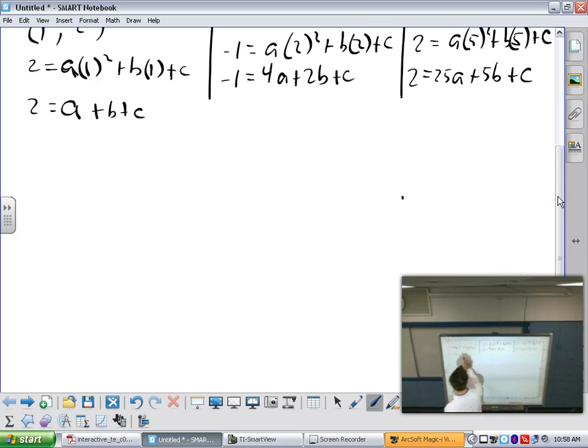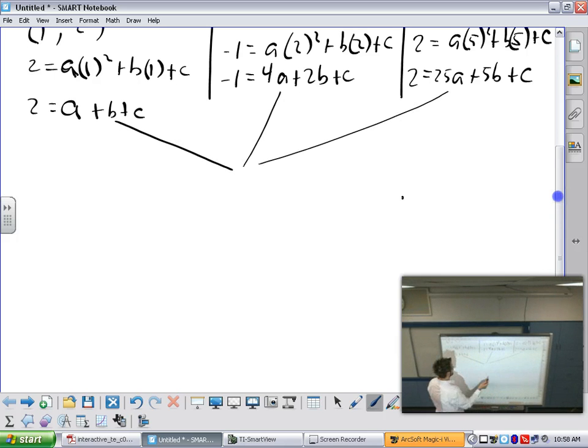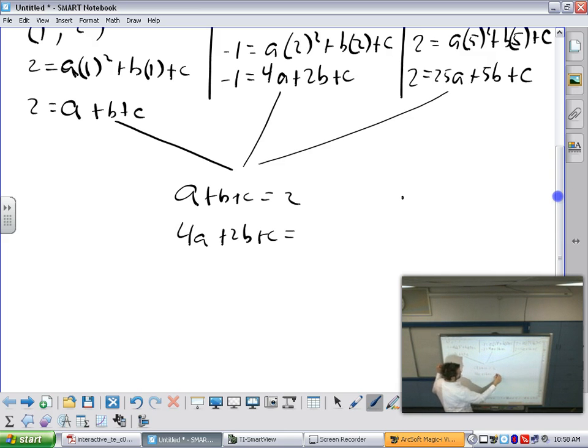And so I'm going to take them all here, and I'm going to write them right next to each other so we can see them, okay? I'm going to write it this way. A plus b plus c equals 2 is the first one. Here I have 4a plus 2b plus c equals minus 1. And here I have 25a plus 5b plus c equals 2.